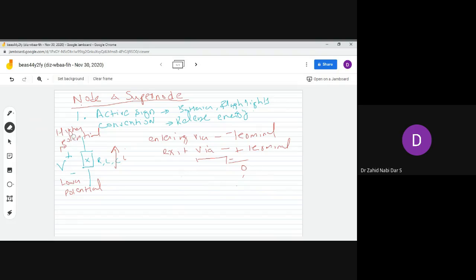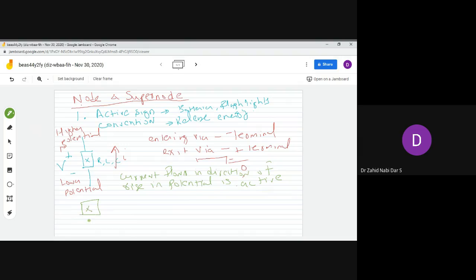Now the second thing is that this type of convention, wherein the current flows in the direction of rise in potential, is called the active sign convention. Current flows in the direction of rise in potential is active sign.